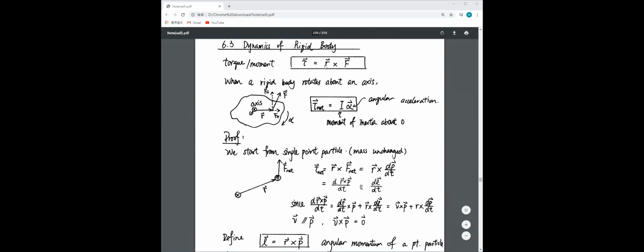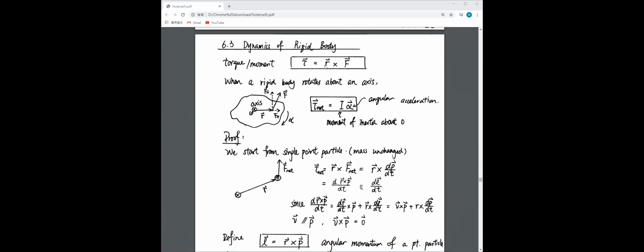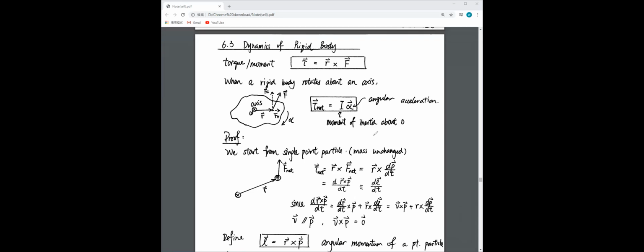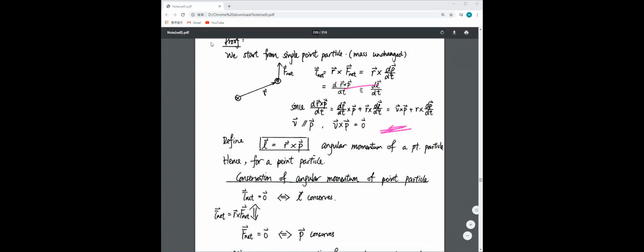So we're talking about the moment. We know that for the moment it's R cross F. But for a rigid body rotating about an axis, we have this formula: the net moment equals the moment of inertia about that axis times the angular acceleration. Now the axis here need not be the center mass. So you can see the proof in the following part. See if you have any problem with the proof.